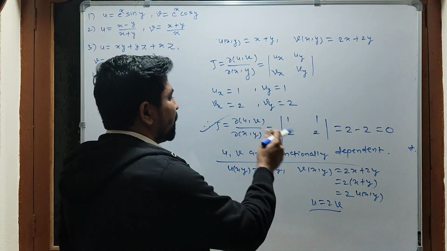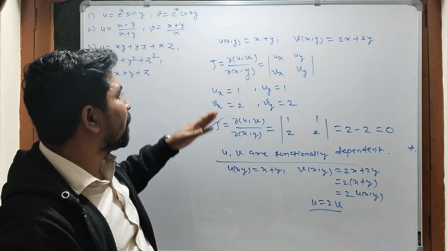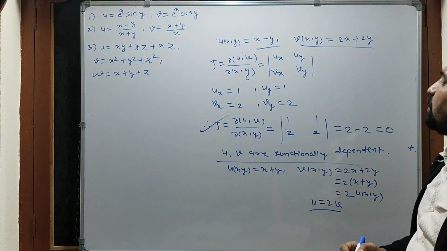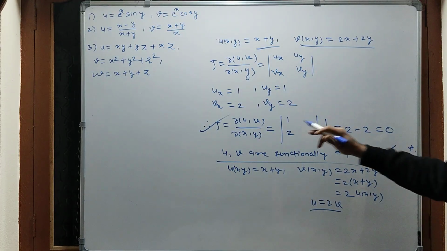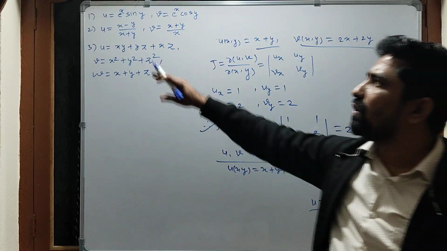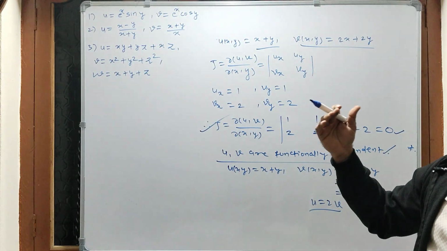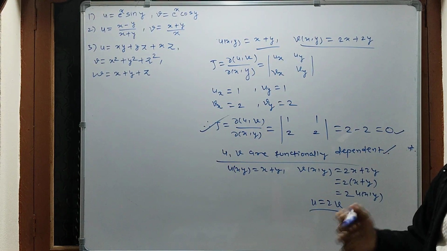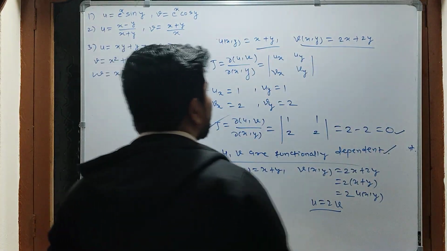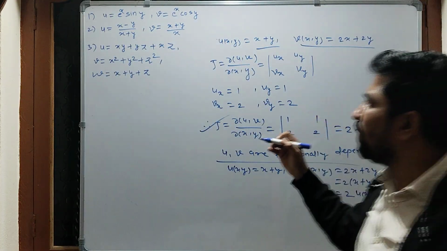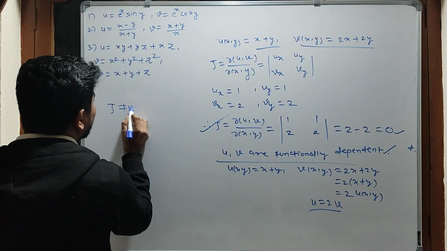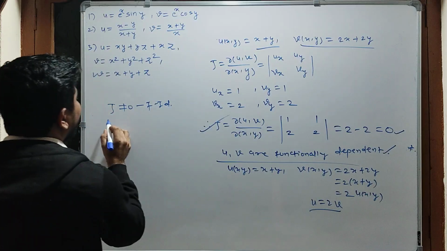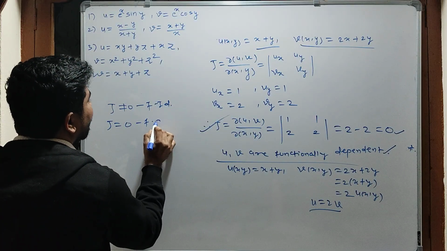So with the help of the definition of the Jacobian, we can prove that the functions u of x comma y equal to x plus y and v of x comma y equal to 2x plus 2y are functionally dependent, because the Jacobian is 0. Now most of the time they will ask the question: check whether the given functions are functionally dependent or functionally independent. If the Jacobian is non-zero, the functions are functionally independent, but if the Jacobian equals 0, the functions are dependent.